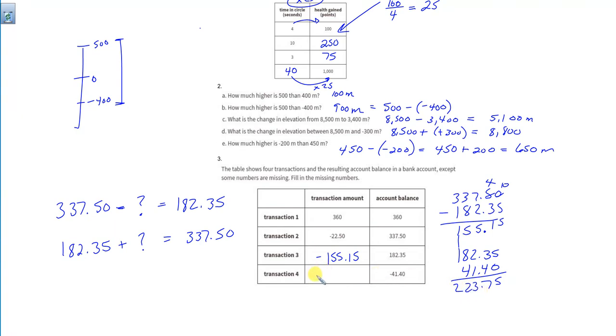So that last transaction must have been $223.75 taken away from my account. And that would represent that table.